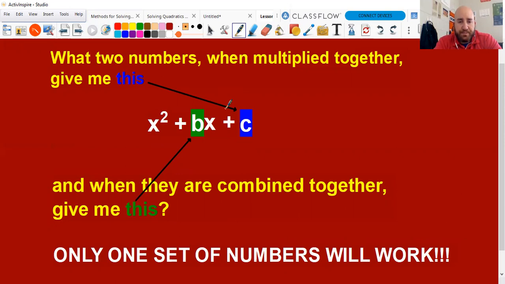I'm not necessarily worried about my signs right now. My signs do come into play, but I need two numbers that multiply to give me C, that add or subtract to give me B. Only one specific set of numbers works. It might appear like you could get an example where two sets of numbers would work, but once you get signs involved, only one of those sets of numbers actually works.